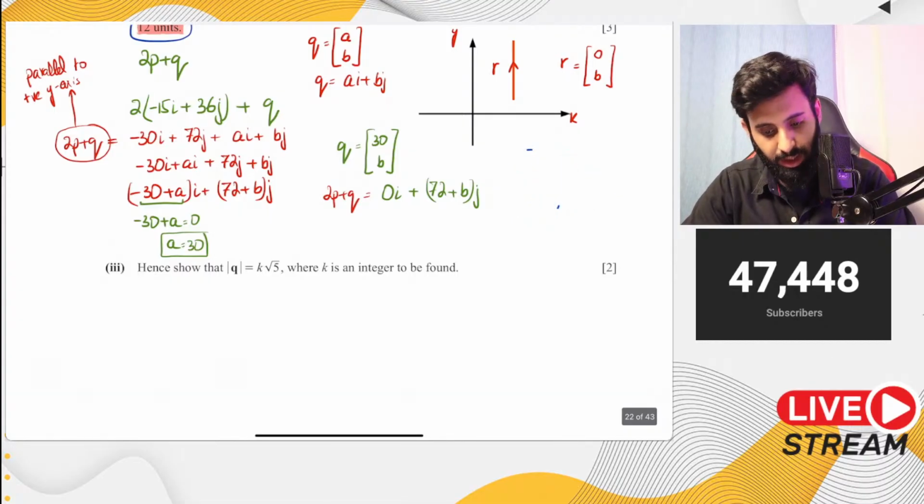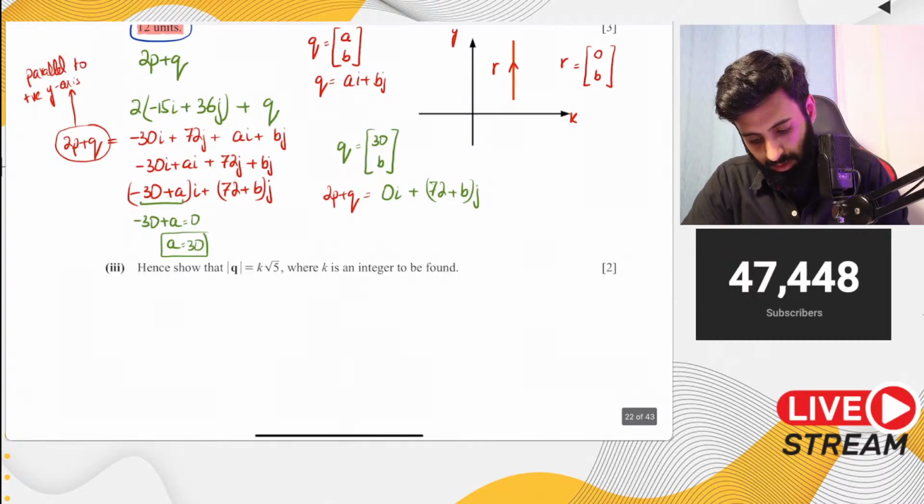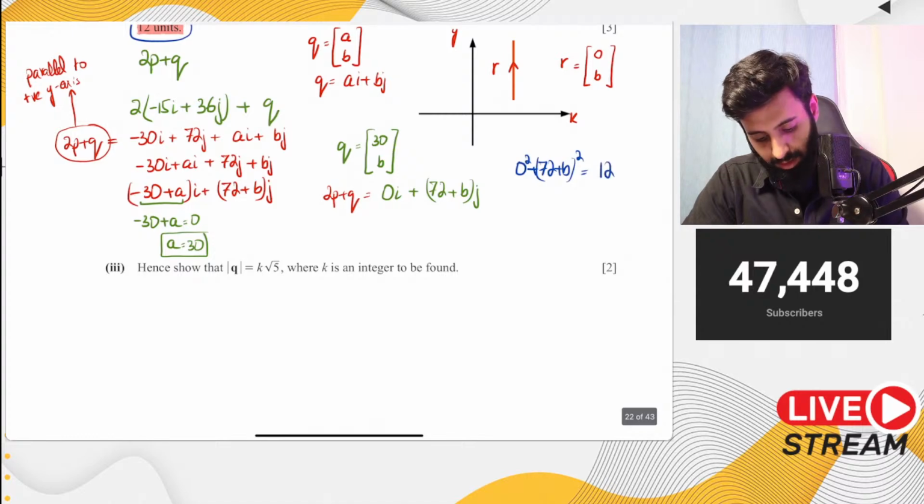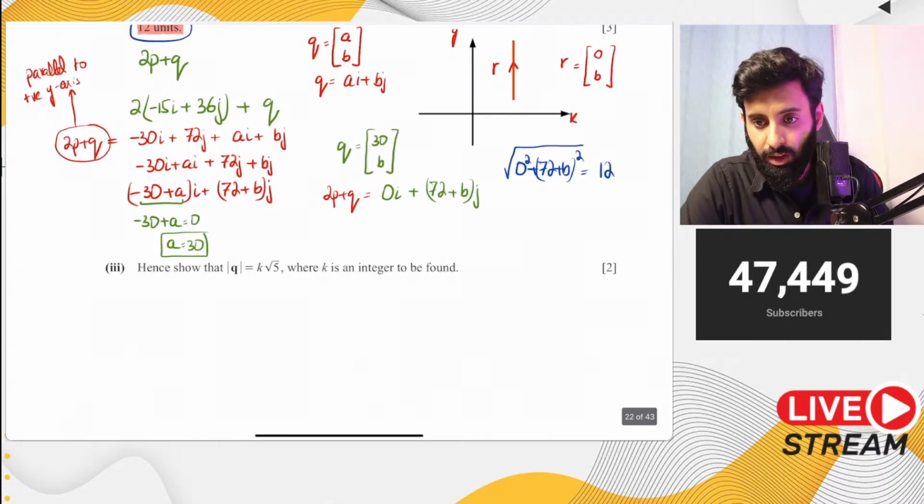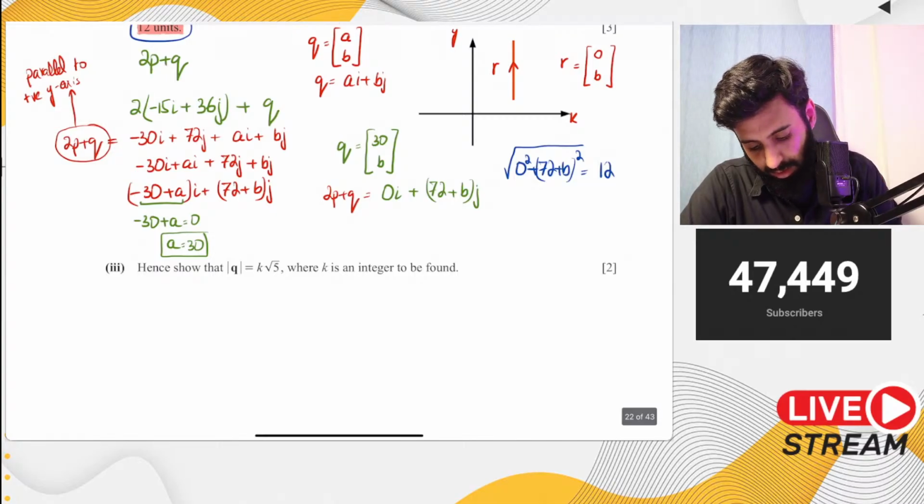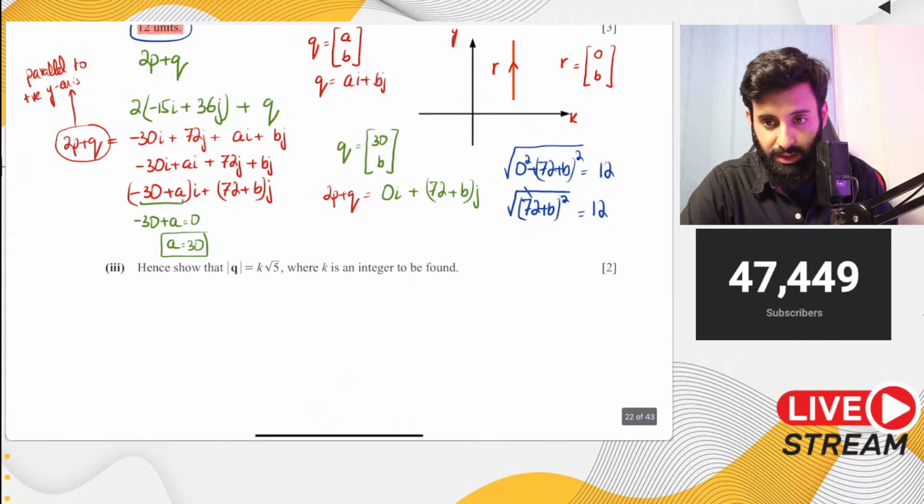So since we know that the magnitude is 12, this is what will happen. 0 square plus 72 plus b, the whole thing square, is equal to 12 square. Yeah, this is better. Inside the square root, or okay, no, there will be only one value of b, I'll tell you why. Because look, in the end it will become 72 plus b, the whole thing square, which is equal to 12, and then the square root and the square will cancel out each other.